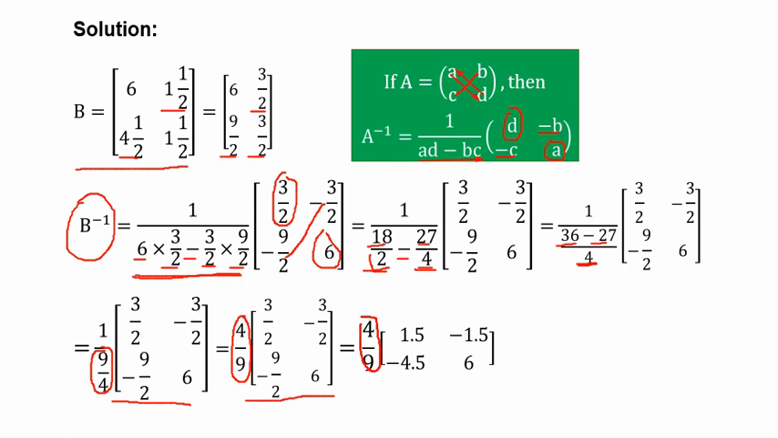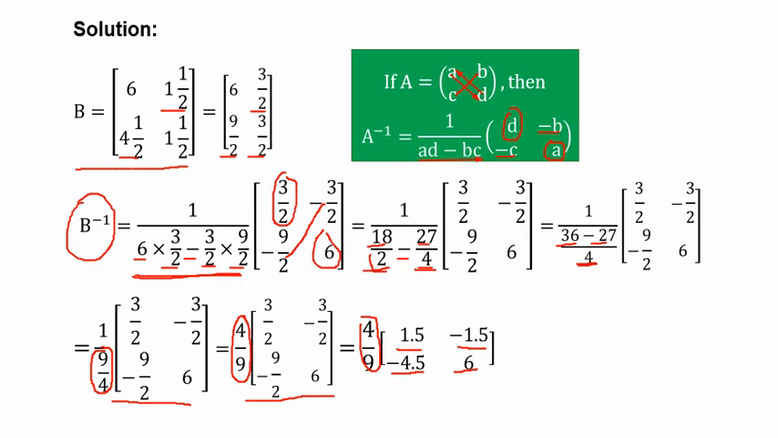Now the entries are changed to decimal form except 6. If you divide 3 by 2, you have 1.5, minus 1.5. Divide minus 9 by 2, you have minus 4.5, and 6. So this is the inverse of this 2 by 2 matrix.